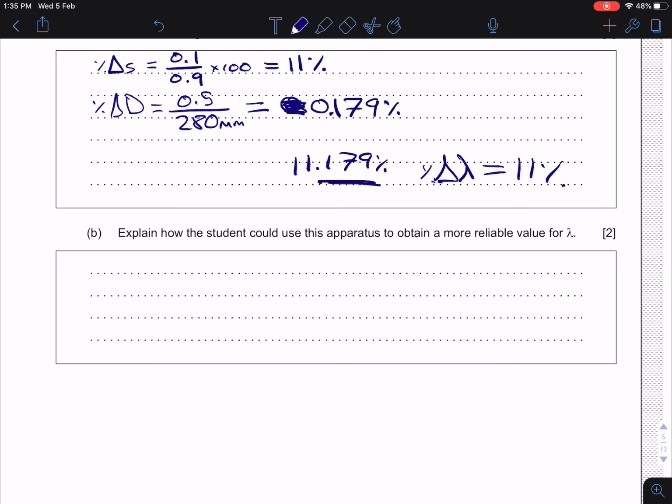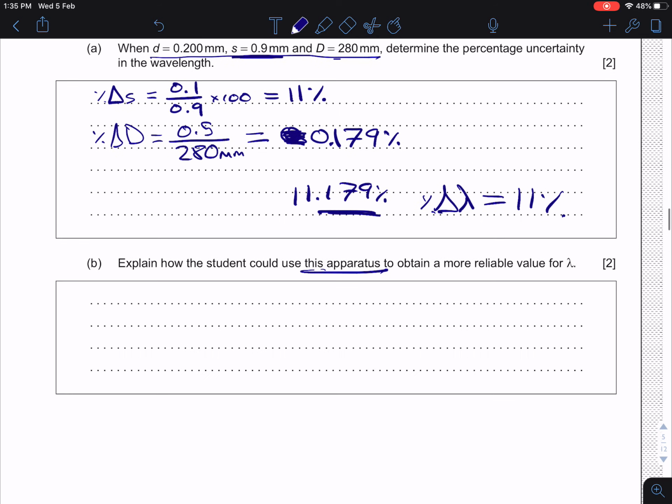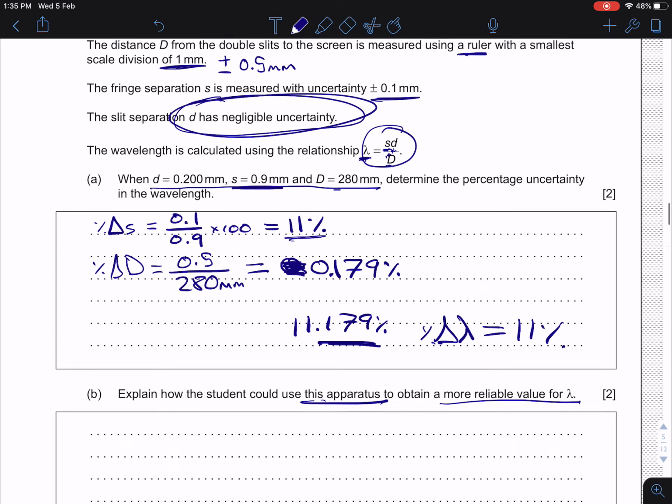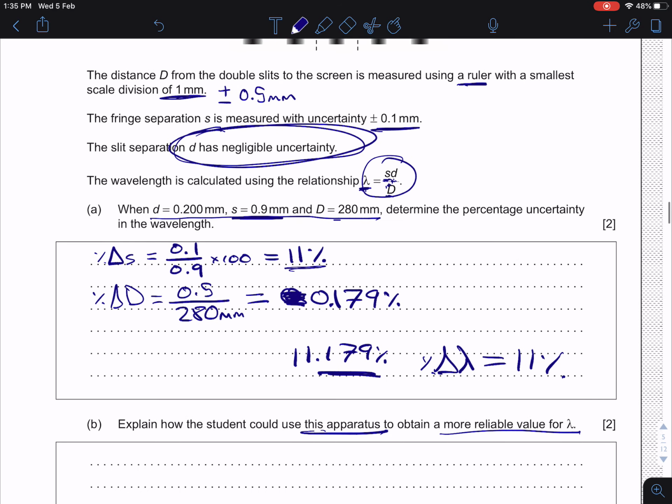Explain how a student could use this apparatus to obtain a more reliable value for lambda. Well, in order to obtain a more reliable value for lambda, we need to decrease the uncertainty. The biggest uncertainty by far here is s, so how do we decrease the uncertainty for s? Well, we can't use any different equipment because it says use this apparatus. So the fringe separation is what we need to do.